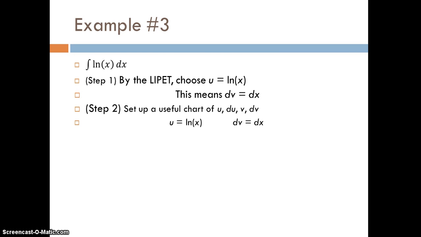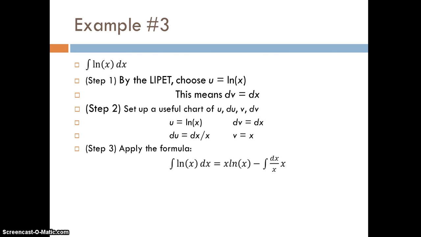Okay, so when we set up our chart, we've got u equal to natural log of x, dv equal to dx, du is dx over x, and v is x. All right, so it's the same as what we did before. When we apply the formula, we get x natural log of x minus the integral of dx over x times x. And you notice that the x's cancel out, and so you're just left with dx. When you integrate dx, you're just left with x. So your final answer is x natural log of x minus x plus c.